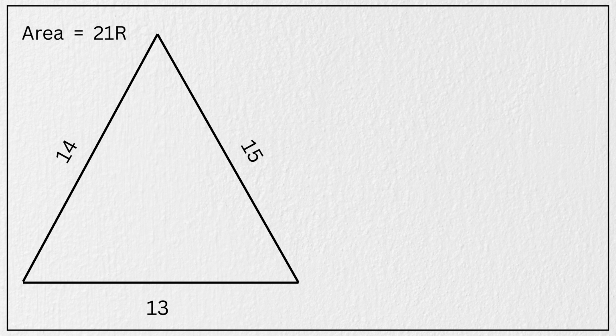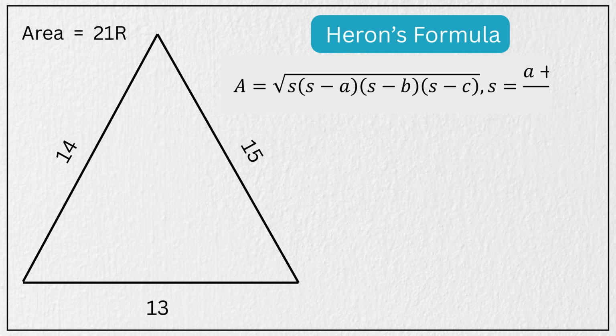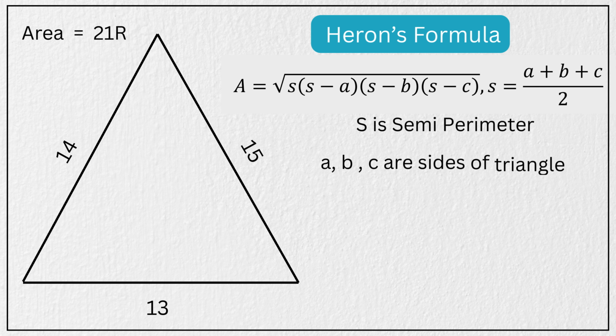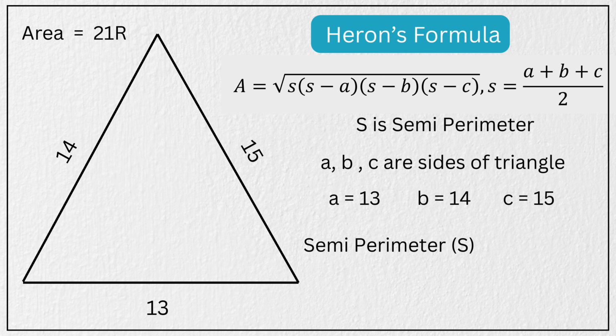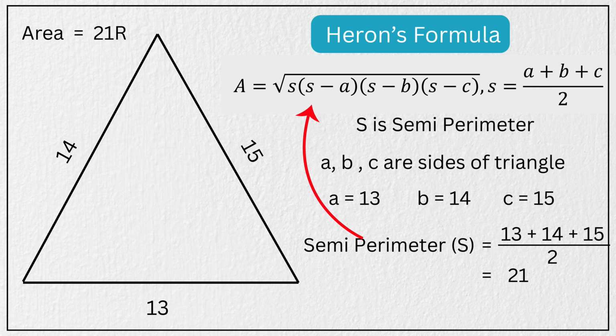Now look, we can also compute the area of this original triangle directly using Heron's formula. Here this S is the semi-perimeter, and a, b, and c are the sides of the triangle. In our case, a equals 13, b equals 14, and c equals 15. So the semi-perimeter S will be equal to (13 plus 14 plus 15) over 2, which equals 21. And substituting this into Heron's formula, we get the area of this triangle as 84 square units.